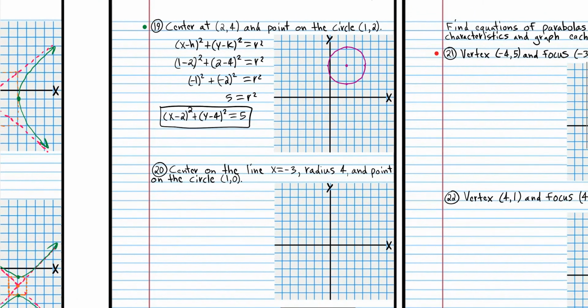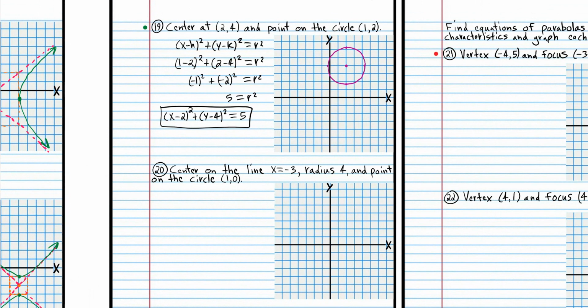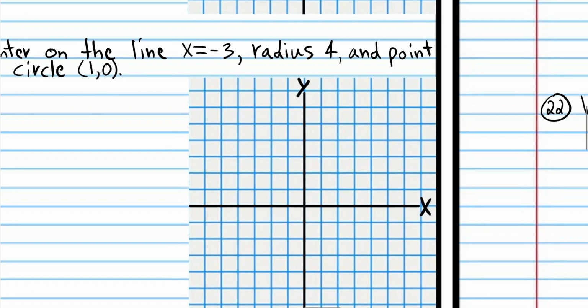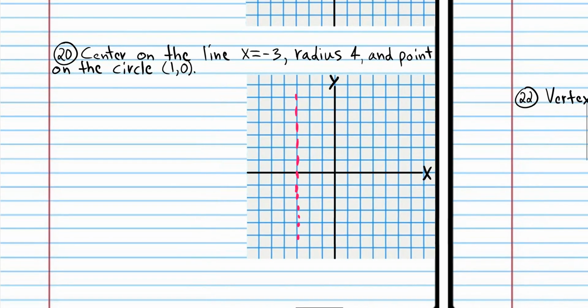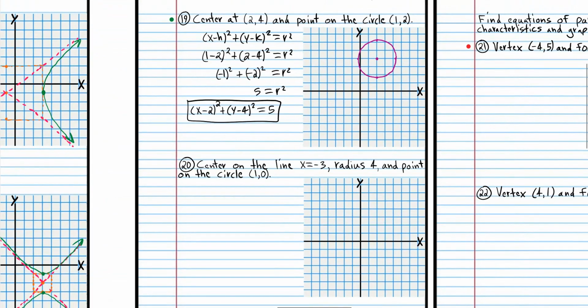Okay, so try number 20. The center of the circle is on the line x equals negative 3, so be aware that that's a vertical line. So the center of the circle is on that line, which means that we know the x value of the center. We don't know the y value of the center, but we know the x value of the center. So try number 20, and when you come back, we'll do it together.